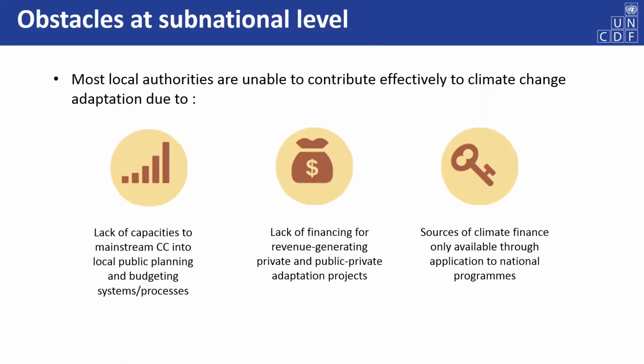So the starting point from piloting and designing the local mechanism was the fact that many local authorities are mandated with climate sensitive sectors, but face challenges in fulfilling their roles due to a number of constraints. So first, they lack some capacities to integrate climate change into local public planning and budgeting processes, and that may be linked to also sometimes the lack of data or local climate risk assessment. Second, there is a lack of financing for revenue generating private or public-private adaptation projects. And third, the sources of climate finance are generally available mainly through national programs or national government. And it's a challenge for many local authorities to access climate finance.